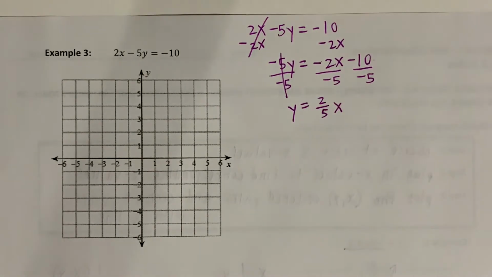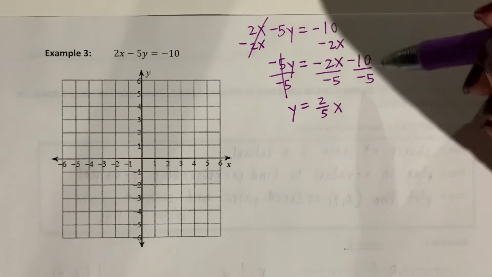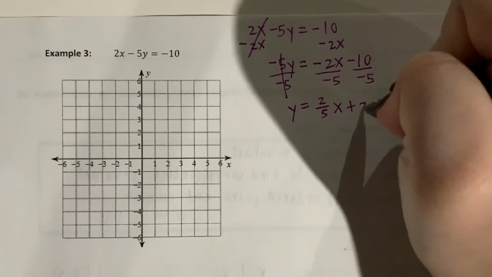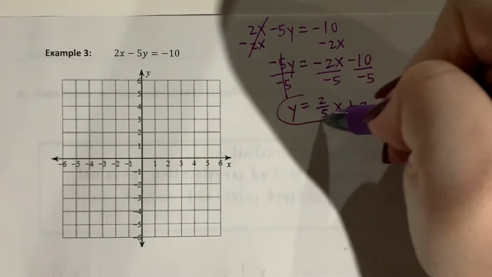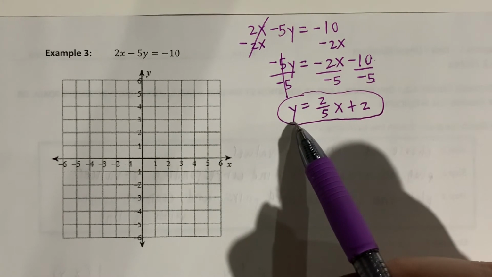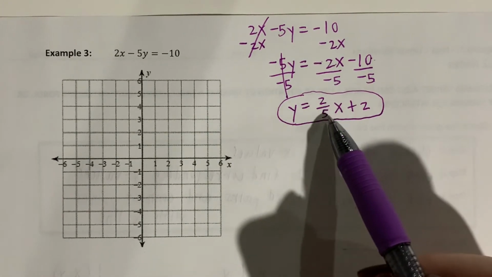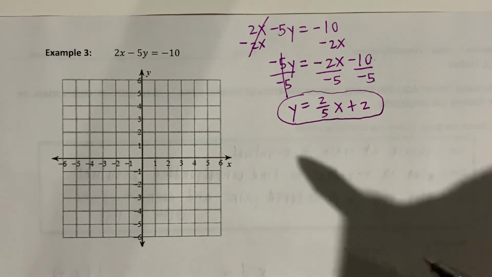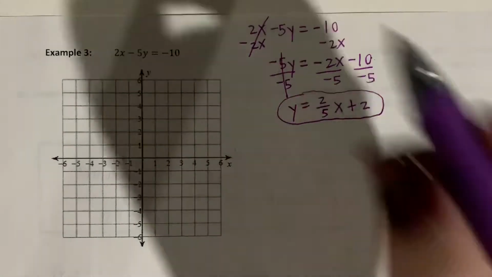Again, we can leave it as a fraction, especially if you're using your calculator. Your calculator can handle that fraction, 2/5. And then negative 10 divided by negative 5 gives us plus 2. So this is the equation that we need to use because it's in slope-intercept form. Y equals 2/5 x plus 2. And now we have to make our table.